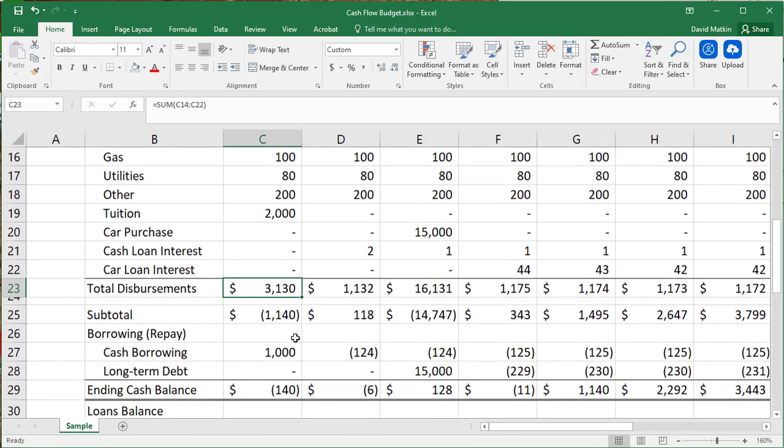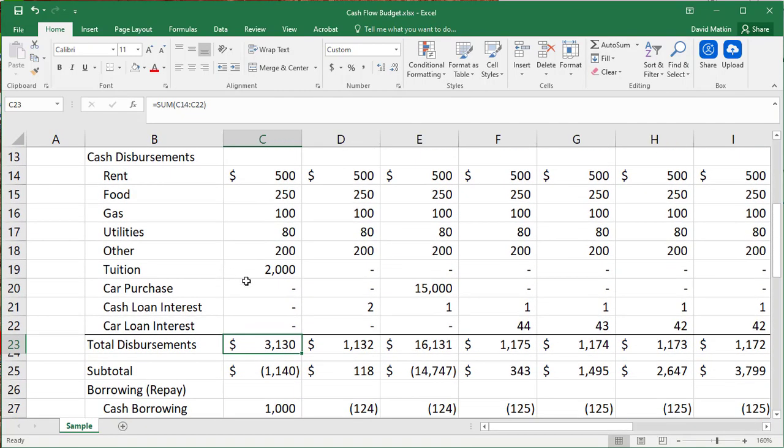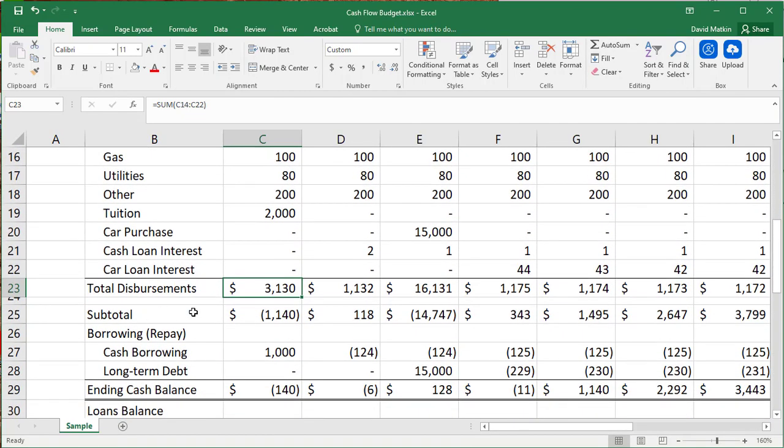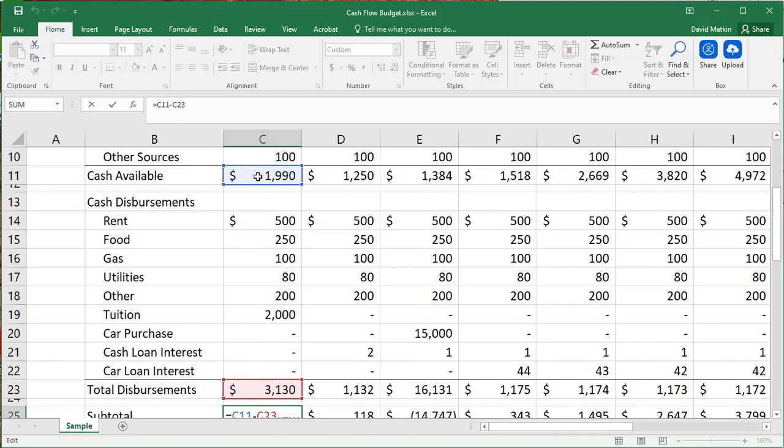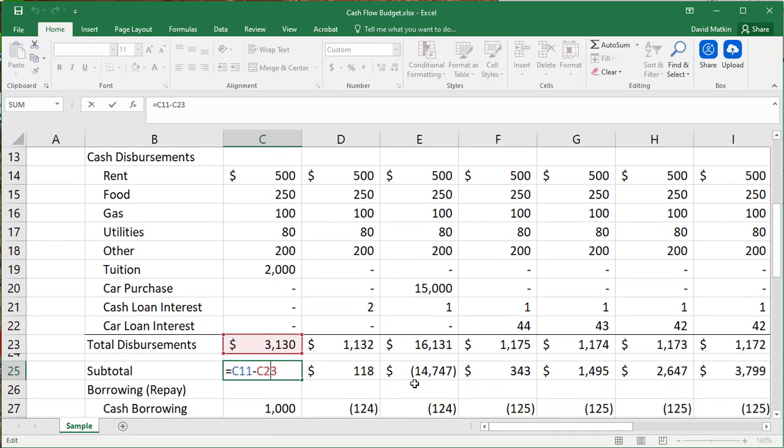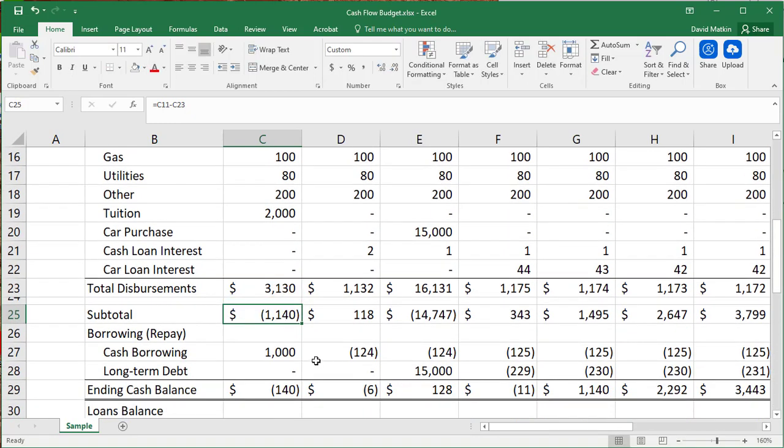The next section after the disbursements begins with the subtotal. So the subtotal isn't the ending balance, because in most organizations there'll be a little bit of either borrowing or repaying the principal on a loan that we want to account for separately from the operating flows. But the subtotal is simply the cash available minus the disbursements.